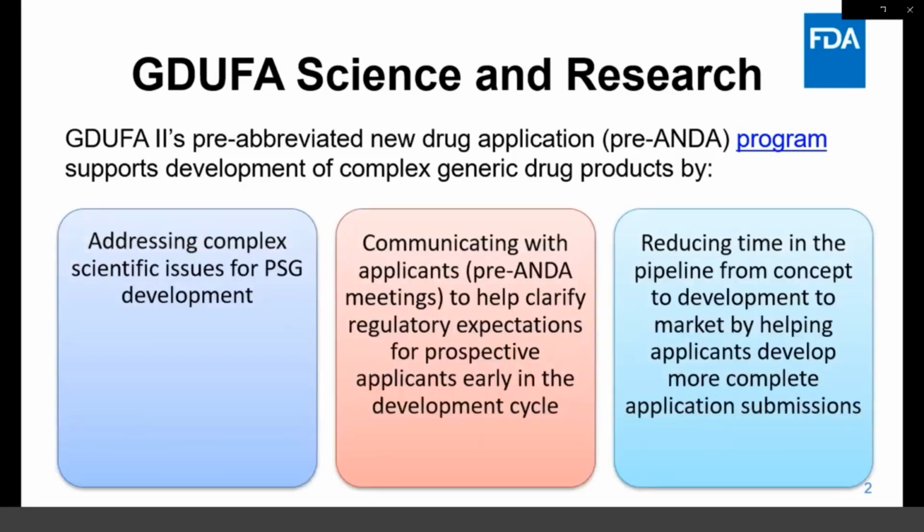The GDUFA Science and Research Program enables FDA to address complex scientific issues for product-specific guidance development and to communicate with the applicants through pre-ANDA meetings to help clarify regulatory expectations for prospective applicants early in the generic drug development cycle. These early communications can help reduce a generic drug product's time in the pipeline from concept to development to market by assisting generic drug applicants in developing more complete application submissions.